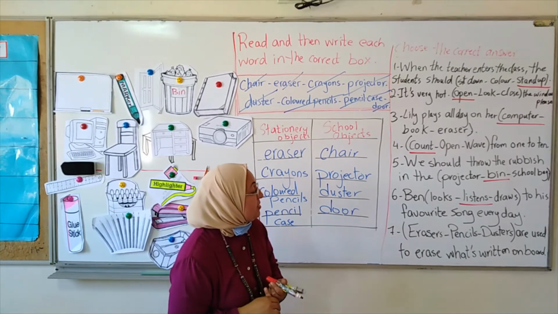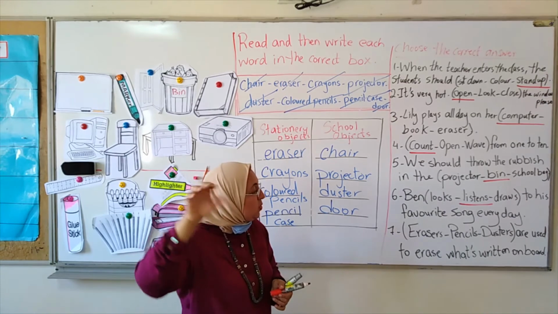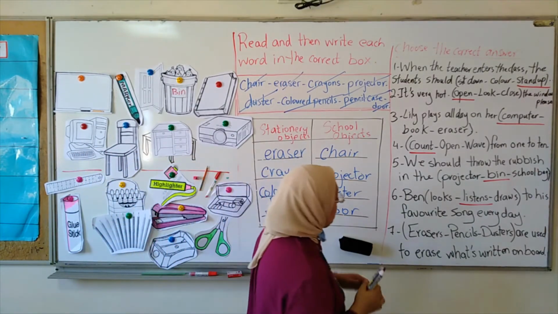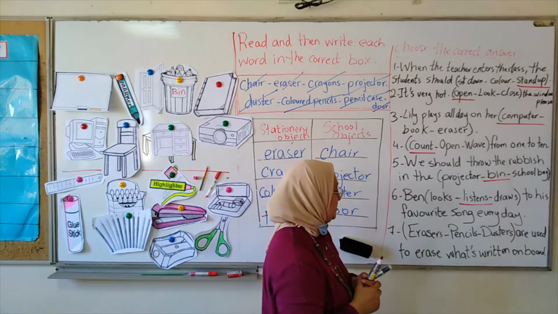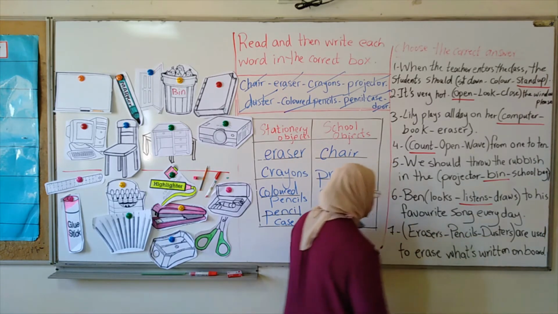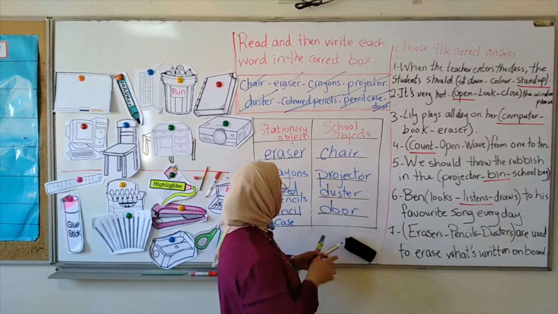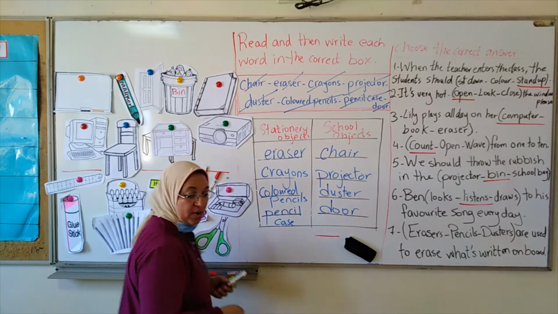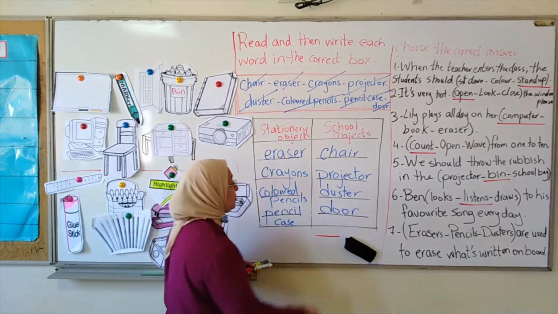Okay? Number 7. Erasers, pencils, or duster used to erase what's written on the board. Let's read it again. Erasers, pencils, or dusters used to erase what's written on the board. For example, if I have here this line and I want to erase it, can I take my rubber and just erase it with the rubber? Of course not. But I'm going to erase it with what?